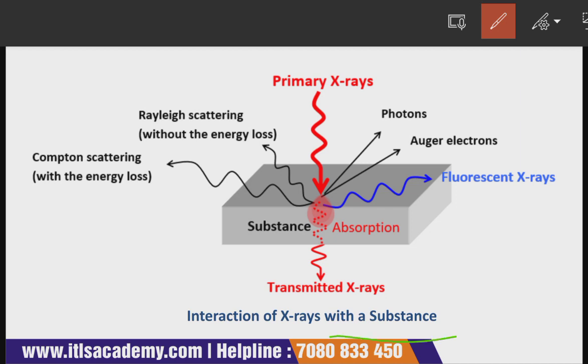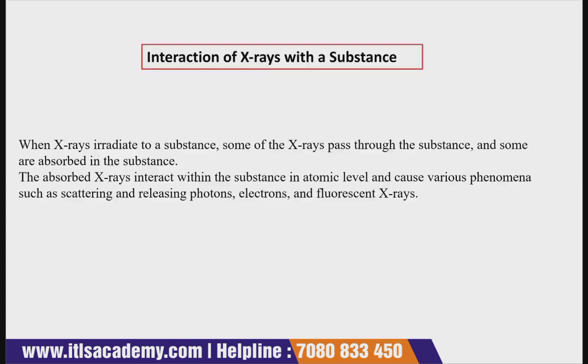So let's say primarily X-rays fall on the substance. Some of the X-rays get passed through the substance and some get absorbed. Some undergo scattering, meaning without energy loss. Some undergo Compton scattering; Compton means with energy loss. These are the types of scattering that I have already mentioned. They cause various phenomena like scattering and releasing of photons.